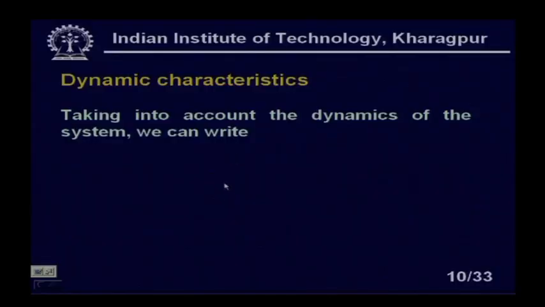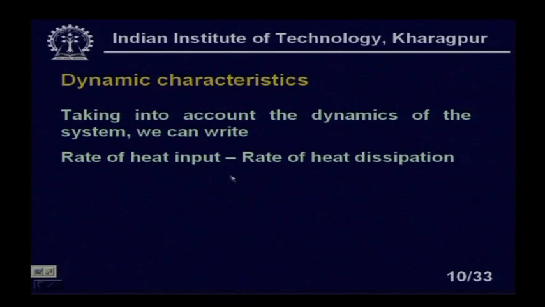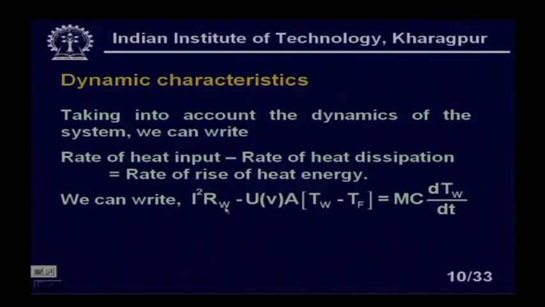Taking into account the dynamics of the system, we can write, you see, rate of heat input minus the rate of heat dissipation equal to the rate of rise of heat energy, or rate of rise of temperature. So, rate of heat input which we are giving thermally and rate of heat dissipation due to the convective heat loss from the wire to the surrounding, that is in the fluid medium, equal to the rate of rise of heat energy in the wire itself, right. So, we can write here I square R_W minus U_V A (T_W minus T_F) equal to M C dT_W/dt. You see all the units are slightly different from the previous equations.